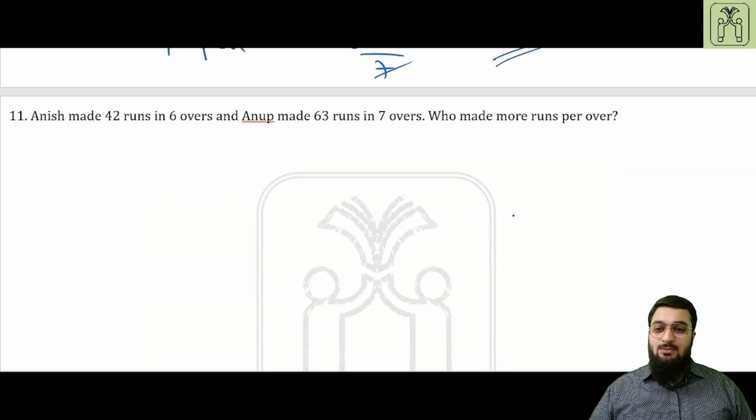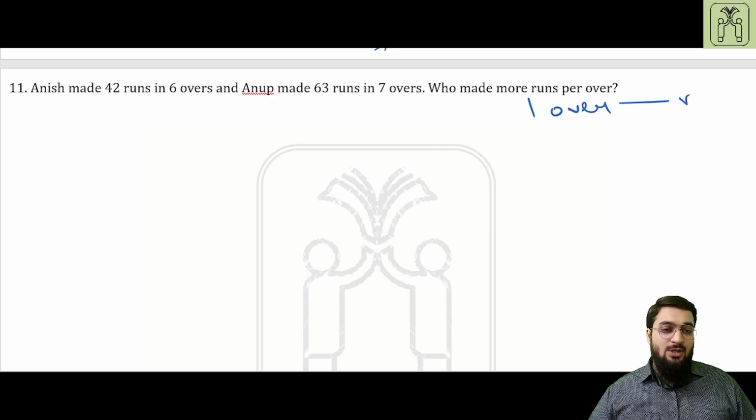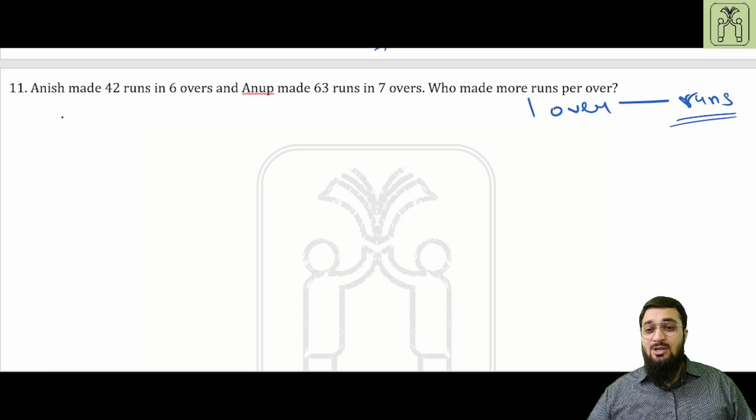Coming to question number 11. Anish made 42 runs in 6 overs and Anoop made 63 runs in 7 overs. Who made more runs per over? So for 1 over, we need to find out the runs of both the people. So we need to compare the answers, runs. This order will be followed.